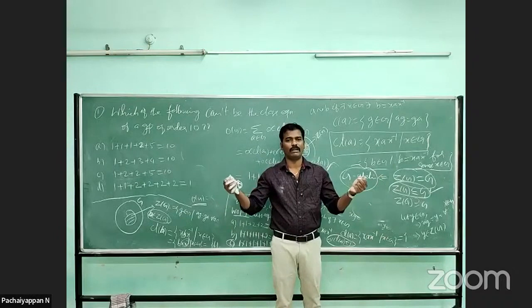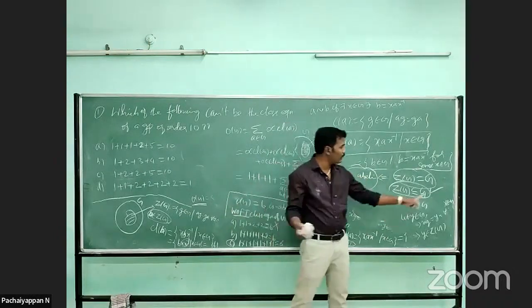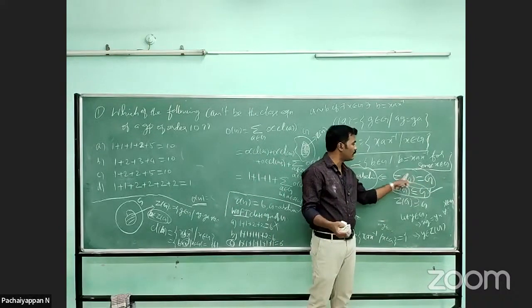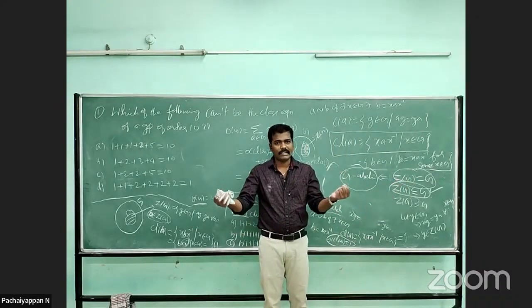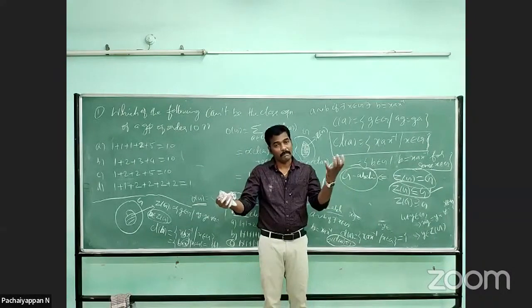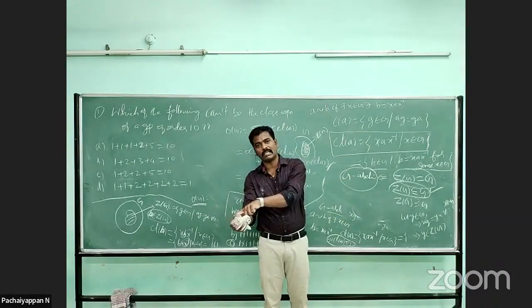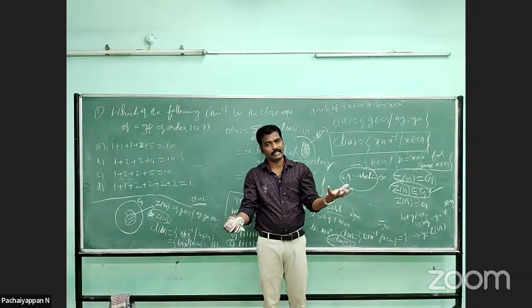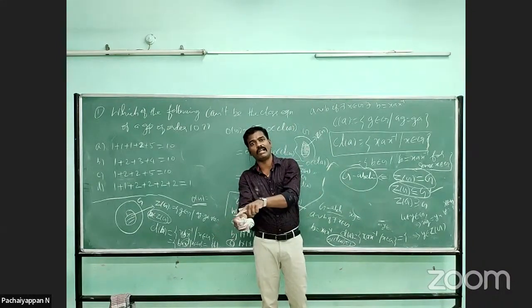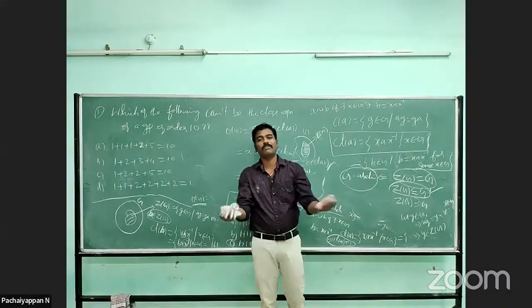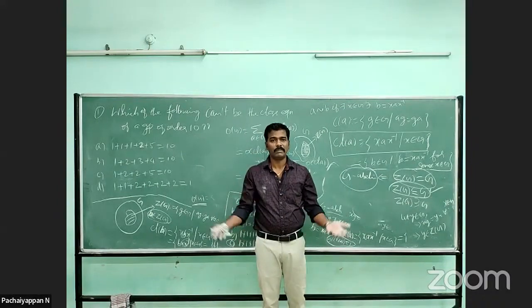Just randomly I take two elements. These two elements are in G, which implies that the two elements are in the center of G also. If an element is in the center of G, it commutes with every element. In particular, this element commutes with this element also. Every element in the center commutes with every element of G. In particular, it commutes with this Y also. Therefore, X and Y commute, which implies that G is abelian.